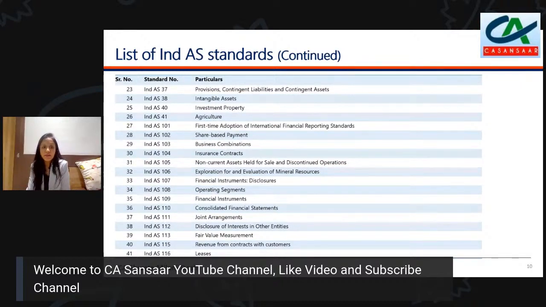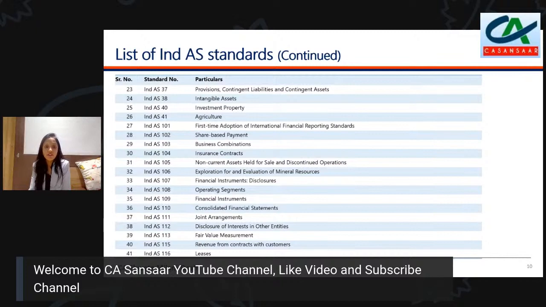Ind AS 105 talks about non-current assets held for sale and discontinued operations. For non-current assets held for sale, they have given certain criteria. If these criteria are fulfilled, then you have to disclose a particular asset as held for sale. Once the asset is classified as held for sale, the company will no longer provide depreciation on it. Depreciation is completely stopped for those assets. This is the most important guidance given under Ind AS 105.